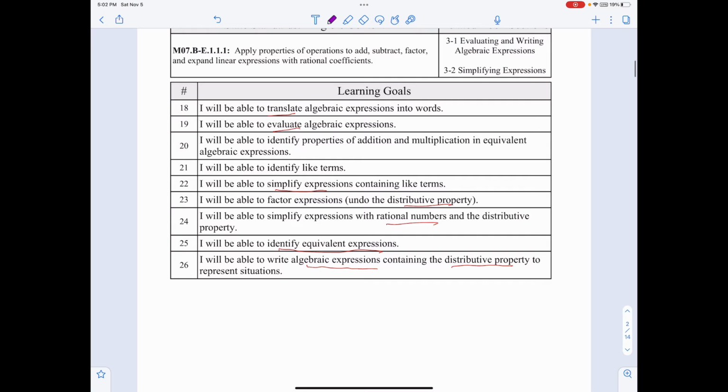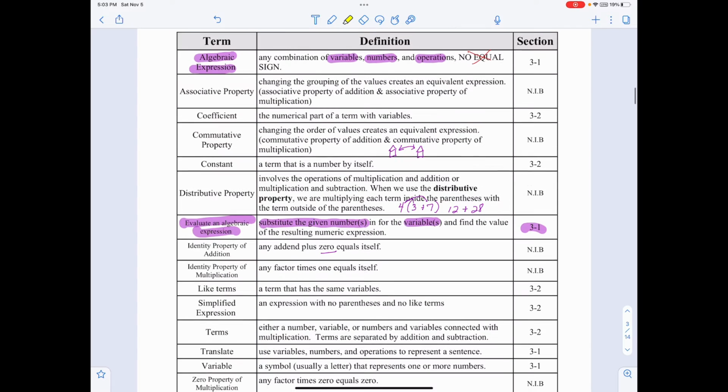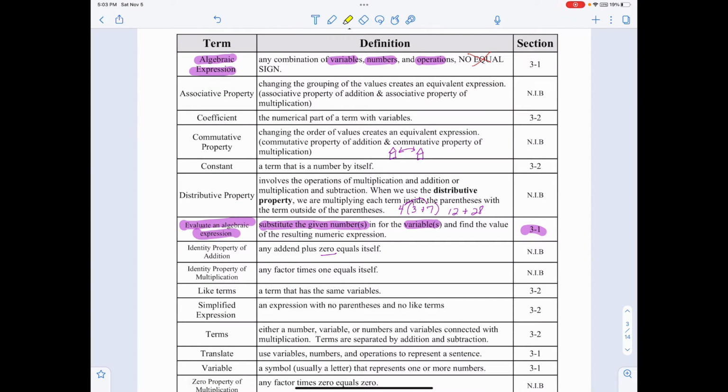So if we look at that, you can see learning goal number 20 says you can identify the properties of addition and multiplication in equivalent algebraic expressions. So you not only have to be able to identify them, but of course be able to understand how they work and create equivalent expressions as well. All right, here are the definitions for these.